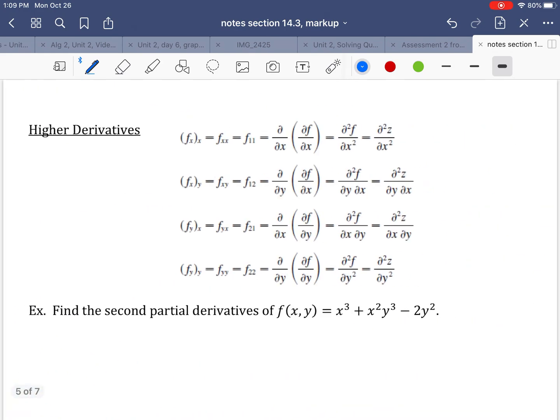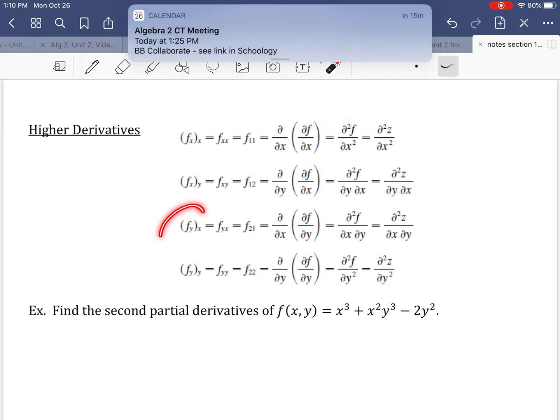Alrighty. So here are some higher derivatives that you would see, and they're called the second partial derivatives. The notation that we're mainly going to use is this right here. Every once in a while you might see something like that. Know that if you see this, it means to take the derivative with respect to y, and then take the derivative of that answer with respect to x. Sorry about that. So just know that.